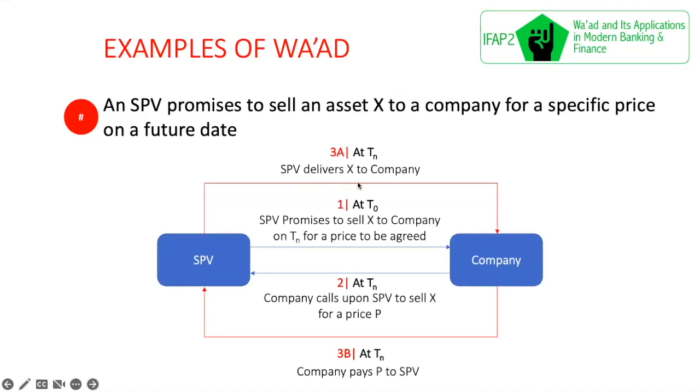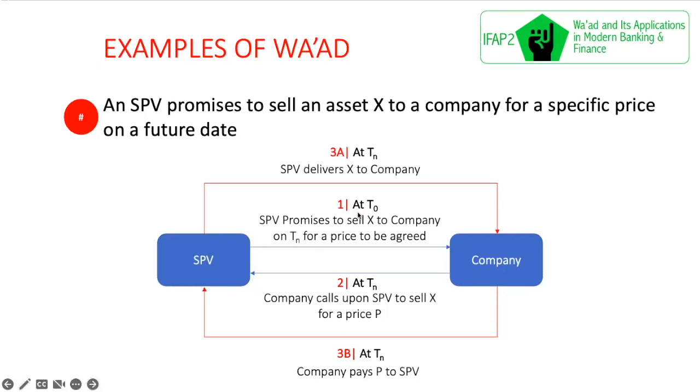3A, SPV delivers X to company. There would be a contract signed at that time. So SPV, pursuant to that sale and purchase agreement, would deliver the asset X to company, and company would then be paying the price P to SPV. So at T naught, a promissory arrangement has taken place, which may lead to a sale and purchase agreement at TN if the company promisee calls upon this promise.